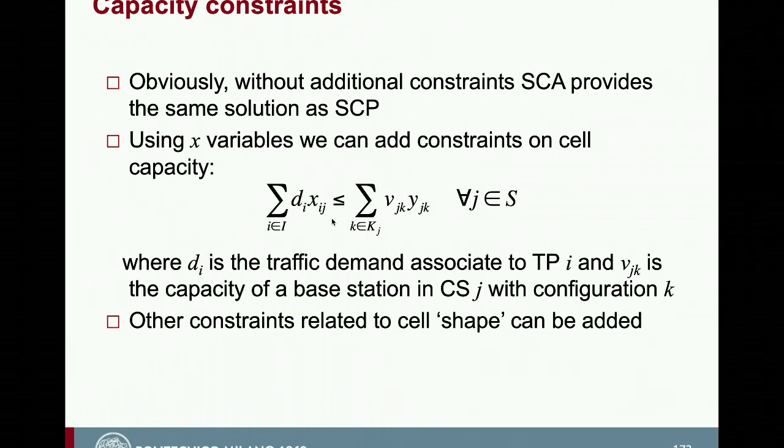So with this constraint, we are just saying that the total traffic that we assign to a specific base station, which is just given by the sum of the traffic of the test points that are assigned to that base station, must be smaller or equal to the capacity of that specific base station. And that's exactly what we have in this constraint. So this capacity constraint, if we add it to the previous model, uses the variables x, and this can reshape the problem in a way that includes also these additional capacity constraints.